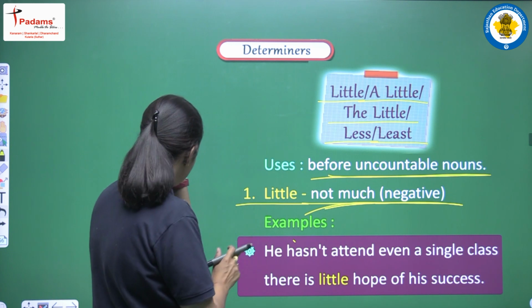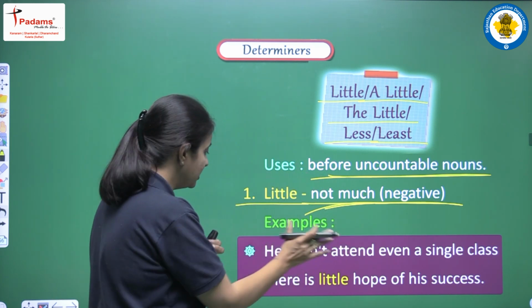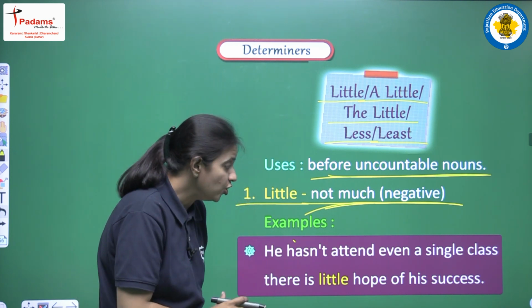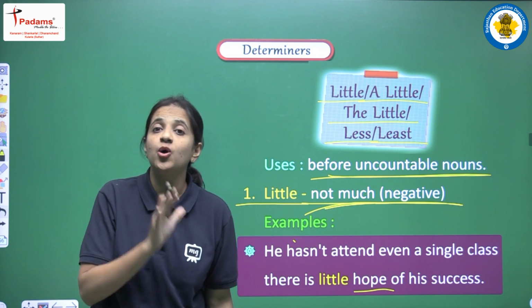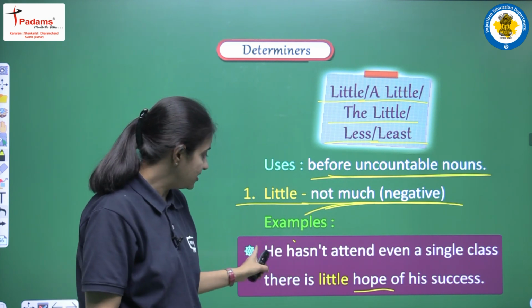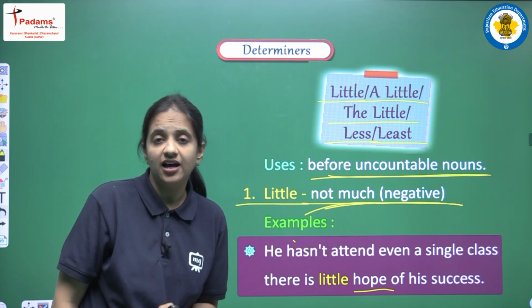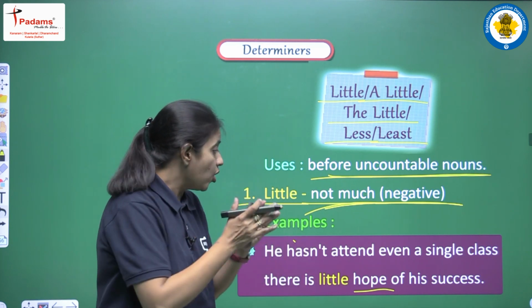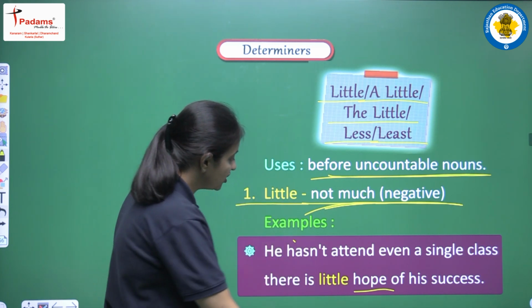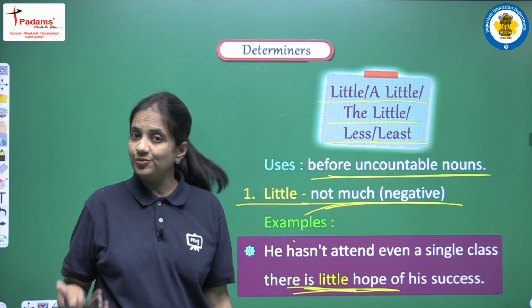Okay, let's see some of the examples we have here. He hasn't attended even a single class. There is little hope of his success. So we have hope, and hope is an uncountable noun. In the sentence, he hasn't attended even a single class. So if a student doesn't attend even a single class, obviously what are the chances of his success? How much hope will there be of his success? Nothing, there will be no hope at all.